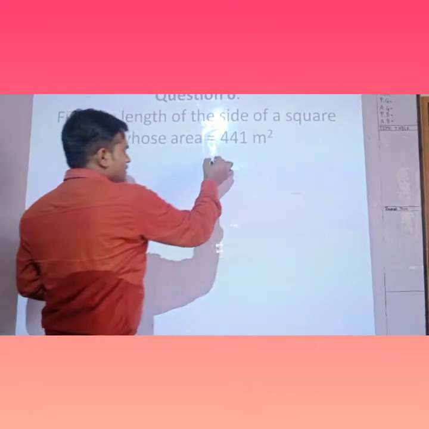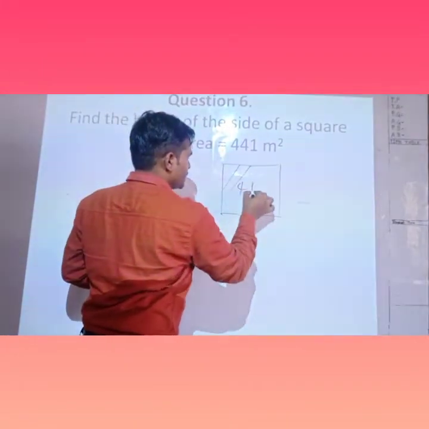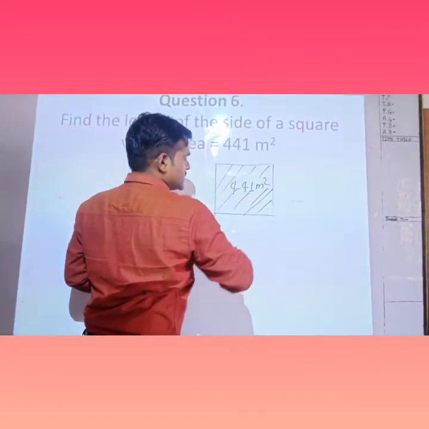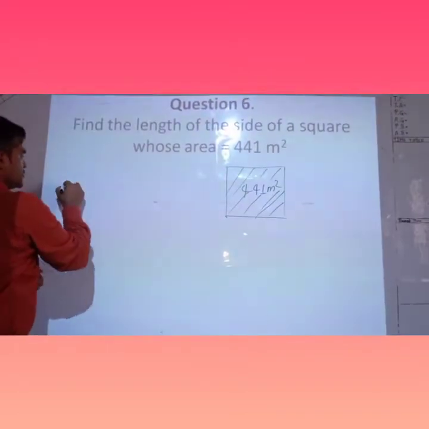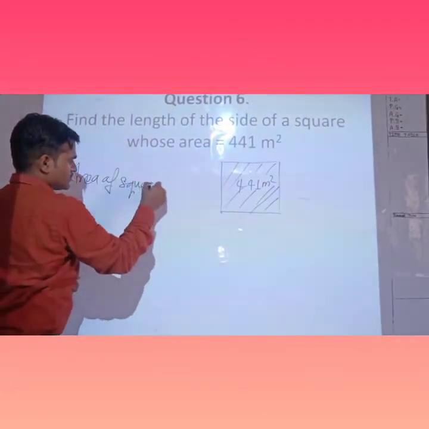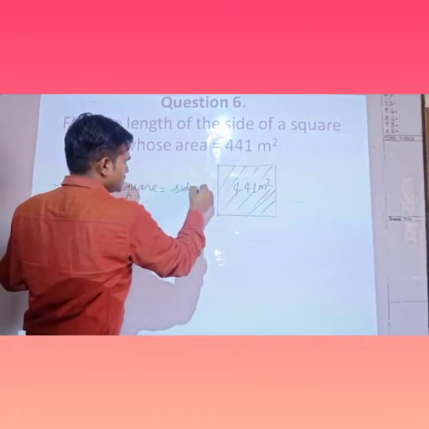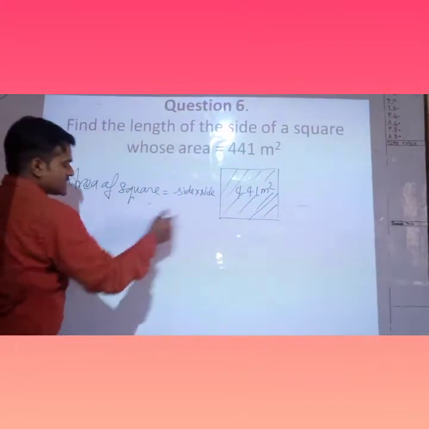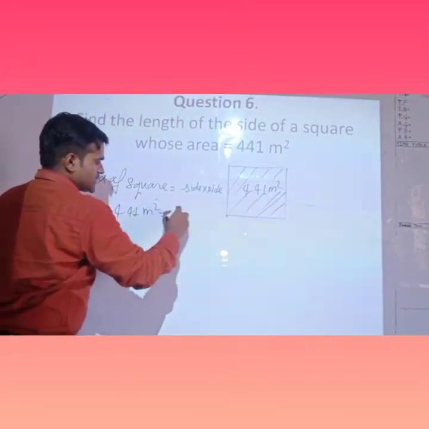So children, this is a square. Area of this square is given as 441 meter square. We have to find the side of the square. As we know, area of square is equal to side into side, or we can say square of side. So area of square, that is 441 meter square, is equal to side square.